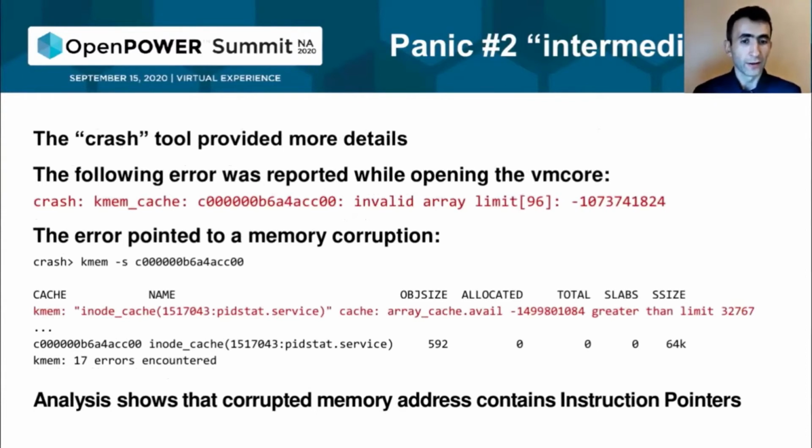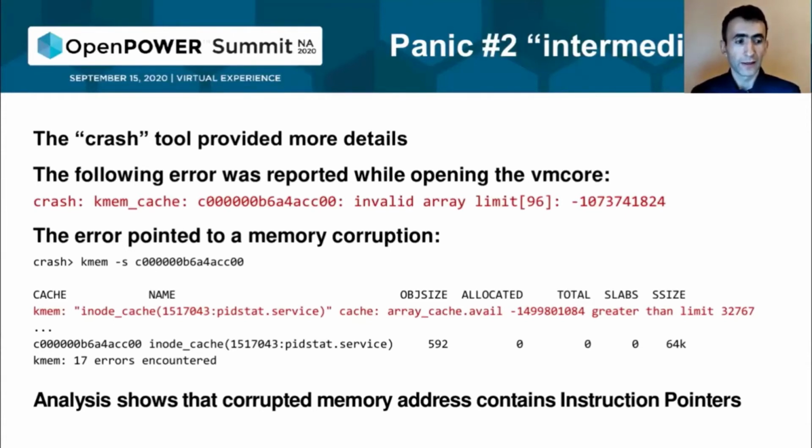These errors looked like a kernel corruption to me, and I got the structure names and their location. As the next step, I can print the structures that look corrupted and see the pattern of the corruption. In this case, I was lucky because the corrupted memory pages contained instruction pointers, pointers to text.